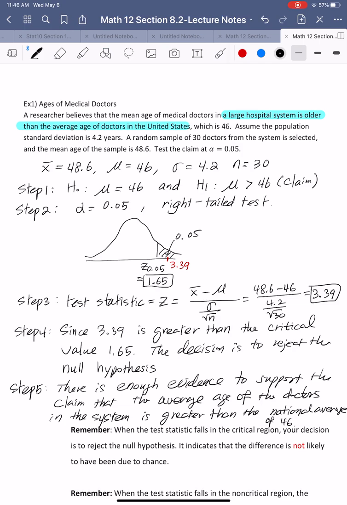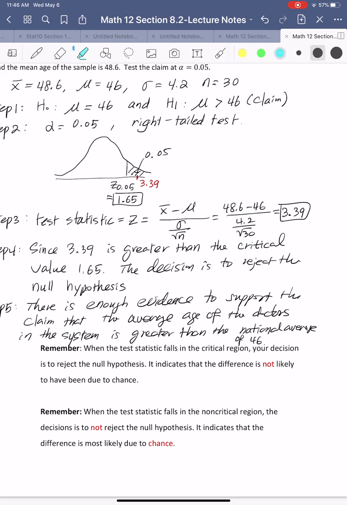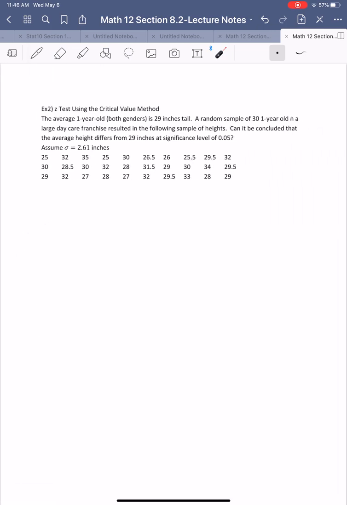Okay, all right. So that's how you use a hypothesis test. But remember, when the test statistic falls in the critical region, your decision to reject the null hypothesis indicates the difference is not likely to have been due to chance. Remember also, when the test statistic falls in the non-critical region, the decision not to reject the null hypothesis indicates that the difference is most likely due to chance. All right, let's go to the next page.